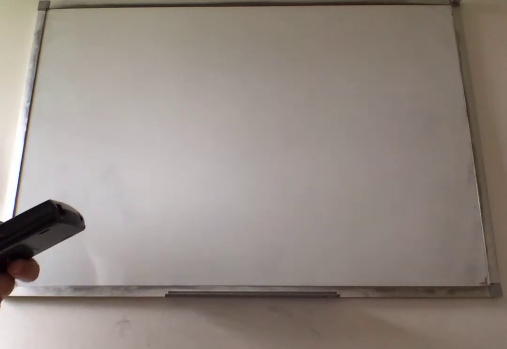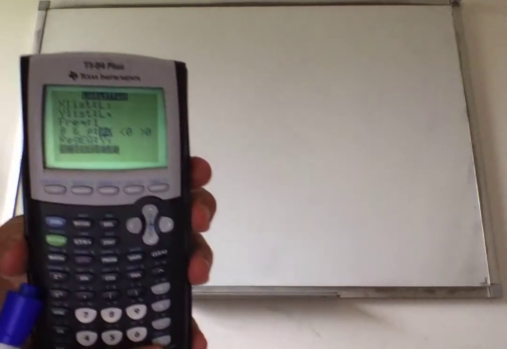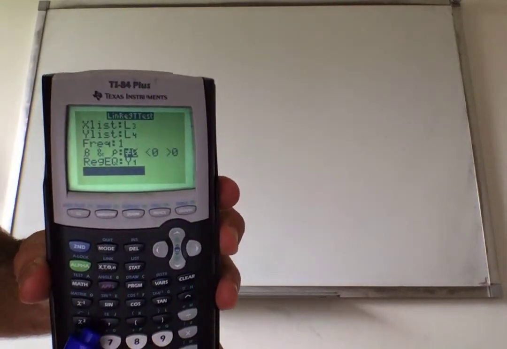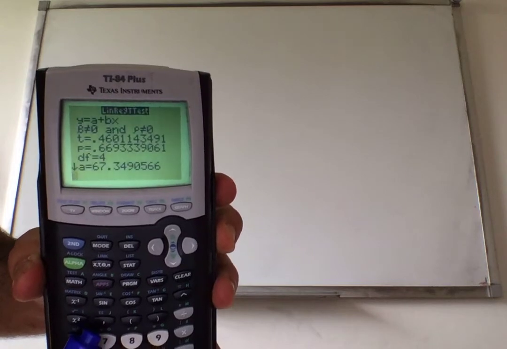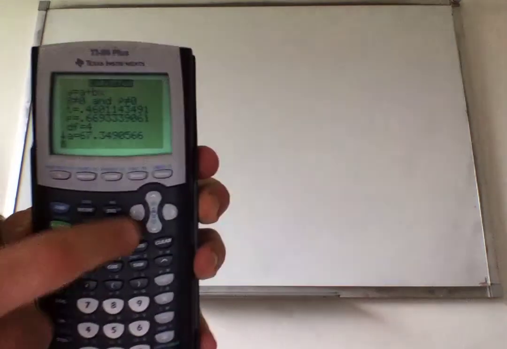So let's go over to tests. Go to linear regression t-test. Now this time you want list 3 in X list, list 4 in Y list, and then everything should remain the same since we just did it. You just got to change your X list and Y list. You hit calculate, and there are some of your numbers.